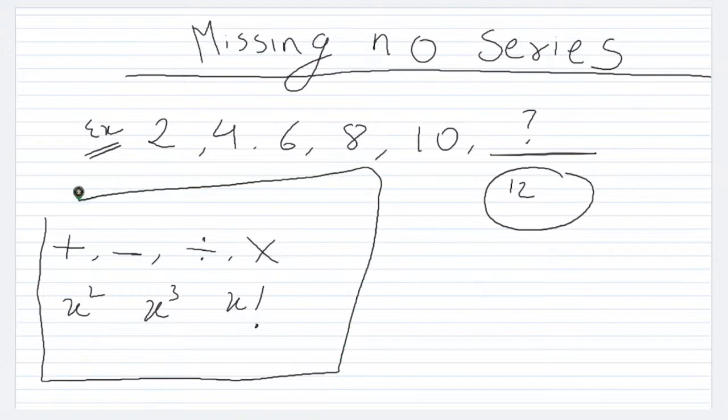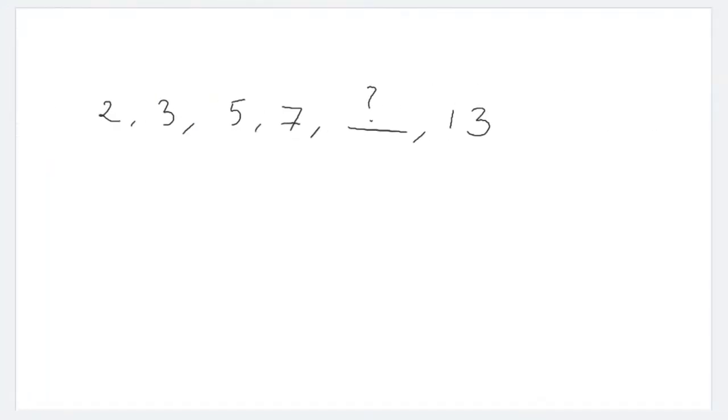Now, let us take another example. If I say 2, 3, 5, 7, dash and 13. Now what will come in place of this question mark? Many people will say 9. Many will say it's 11. So you have to identify a particular pattern. Now if we look at these numbers, there is no common difference.